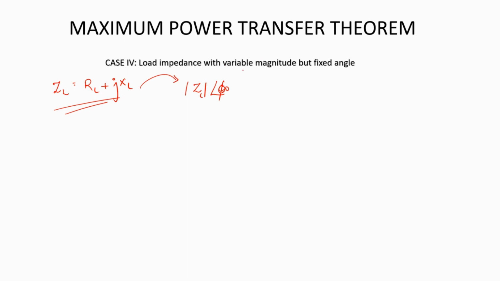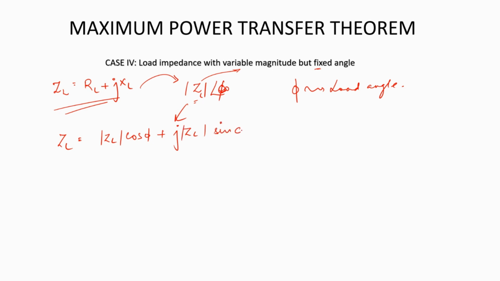Now here it is said that the magnitude of the load impedance is variable, but the angle does not change. The angle is fixed. If that is the case, then what is the condition for maximum power transfer theorem? So this is what we are going to find out. Here, this phi is said to be the load angle. Now, we can expand this and write it as ZL is equal to ZL cos phi plus j times ZL sin phi. This is another way of representing the complex number.